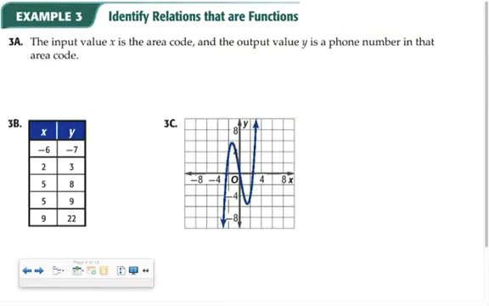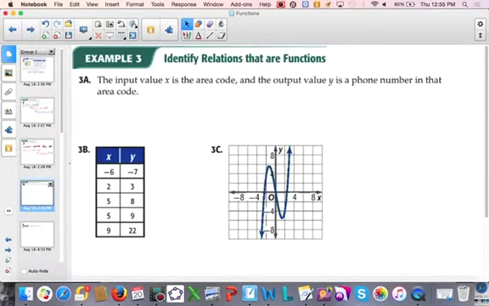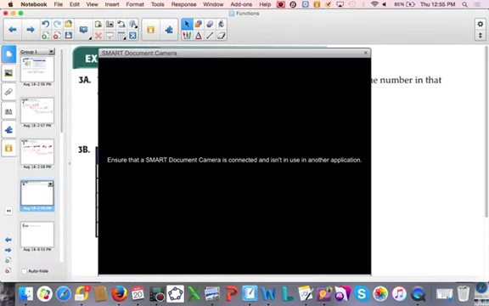And you've done this before. You've looked at relations and identified whether they were functions. You may recall the vertical line test. The main thing that you want to remember about what it means for a function to be a function is that there's only one possible output for every input.